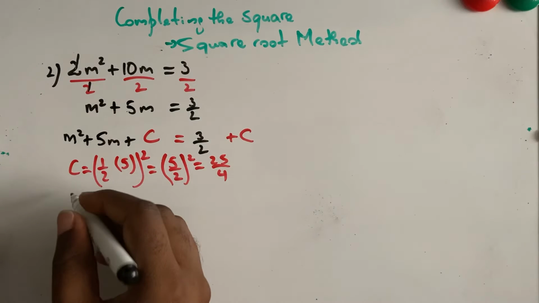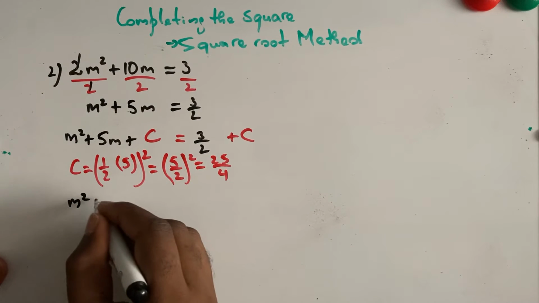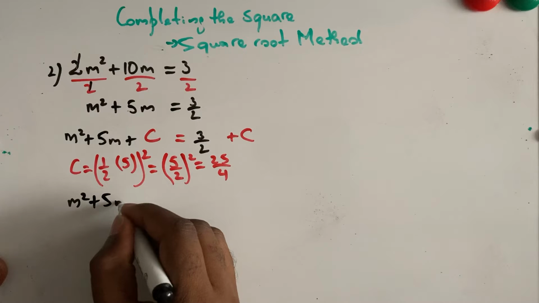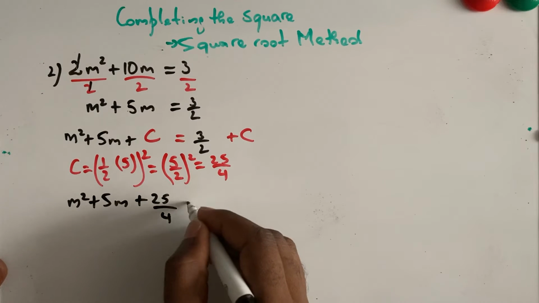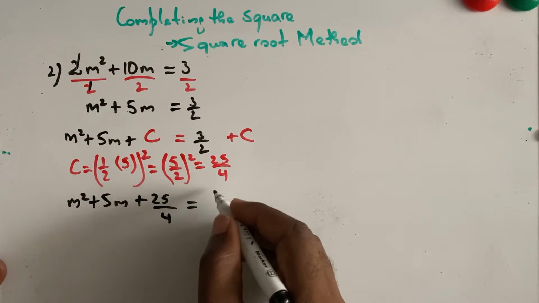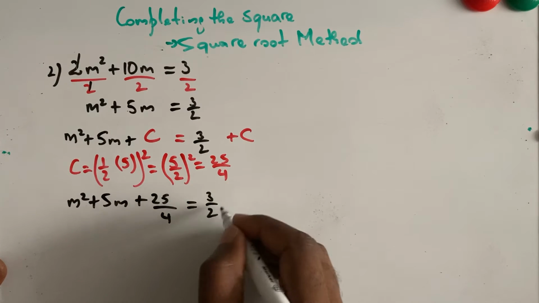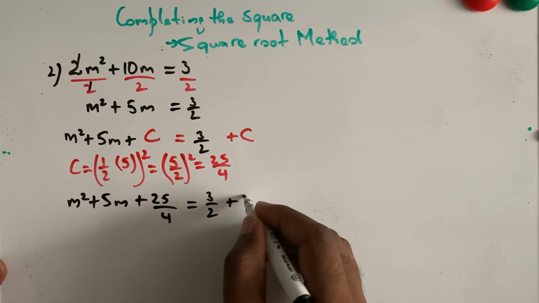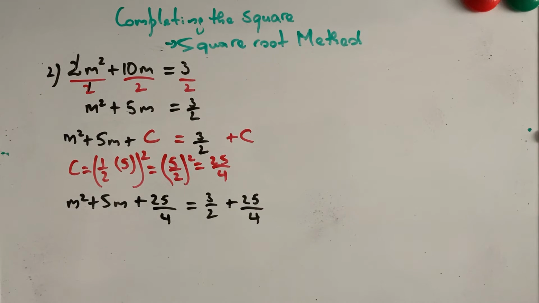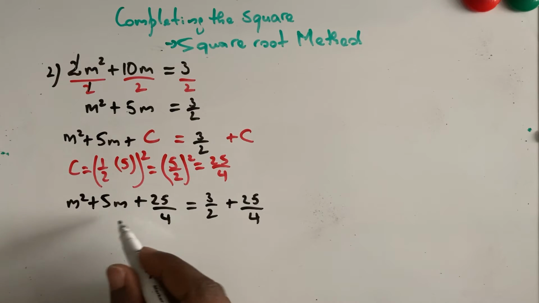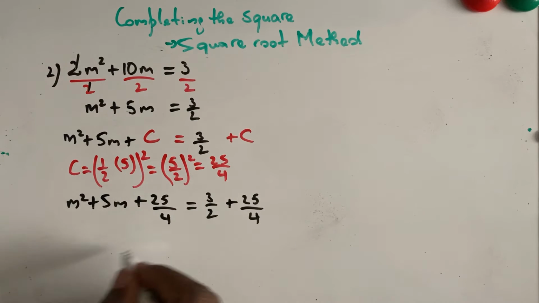Therefore, you can write your equation m squared plus 5m plus 25 over 4 equals 3 over 2 plus 25 over 4. Because that's what you just got, right? 25 over 4. Okay. Well, what we can do here is factor this, right?